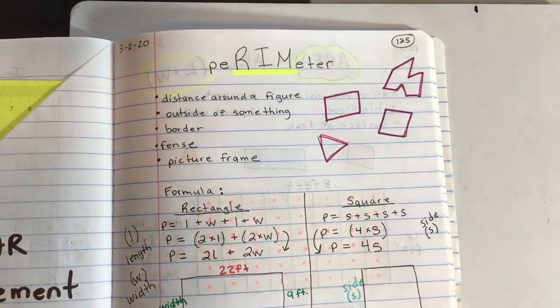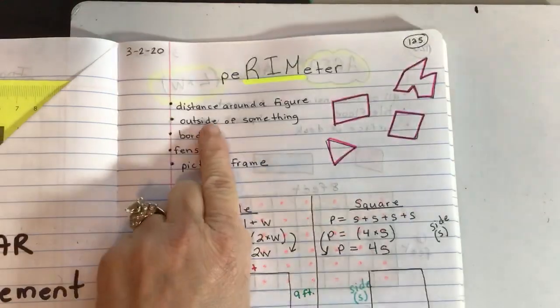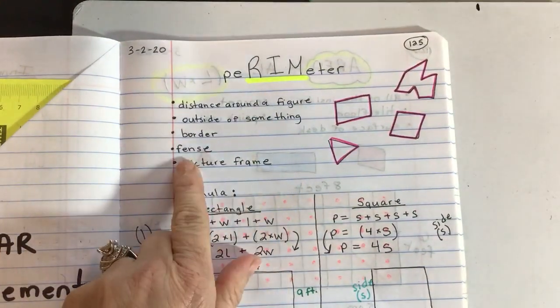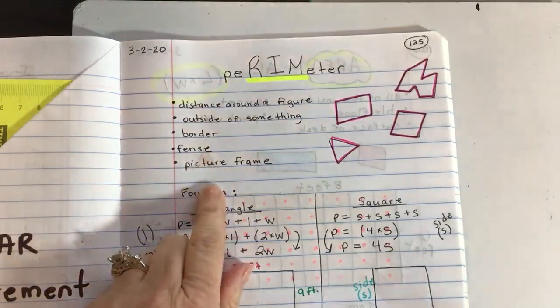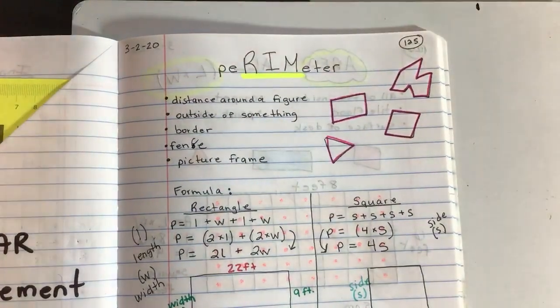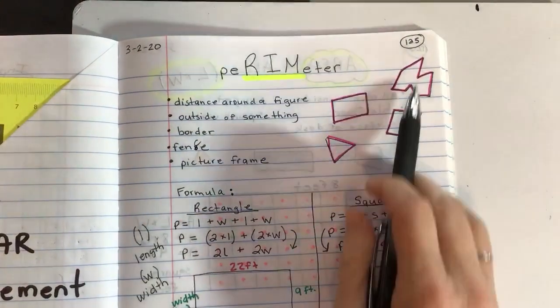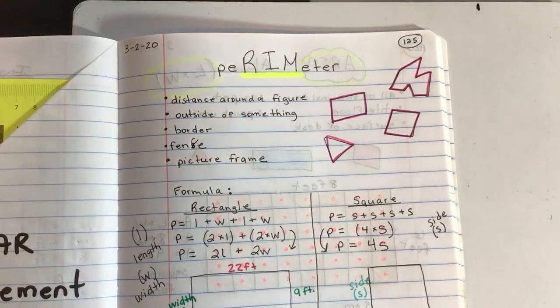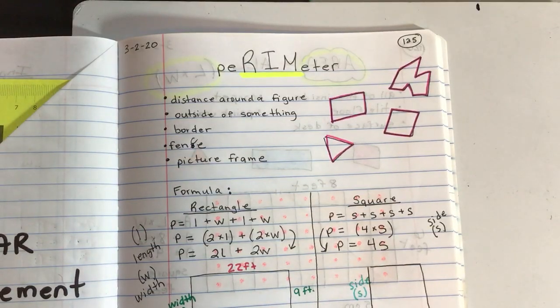All right, so when we did perimeter, we talked about how perimeter was the distance around a figure. The outside of something, a fence, that is not how you spell fence, a fence, or a picture frame. And we drew some figures over here, showing just the outline of those figures. We looked at it in two ways. We looked at the perimeter of a square and the perimeter of a rectangle.